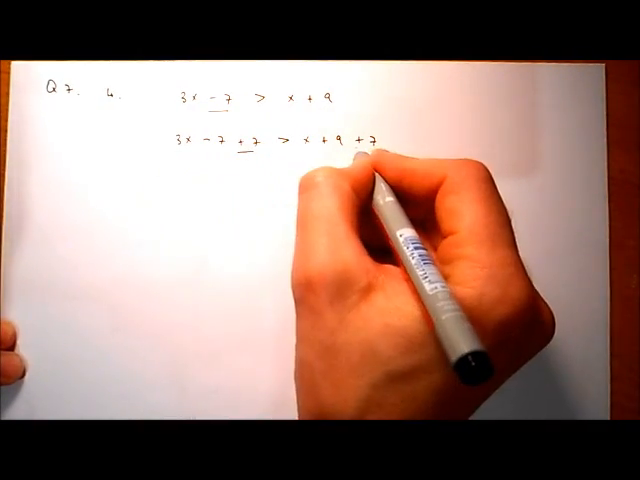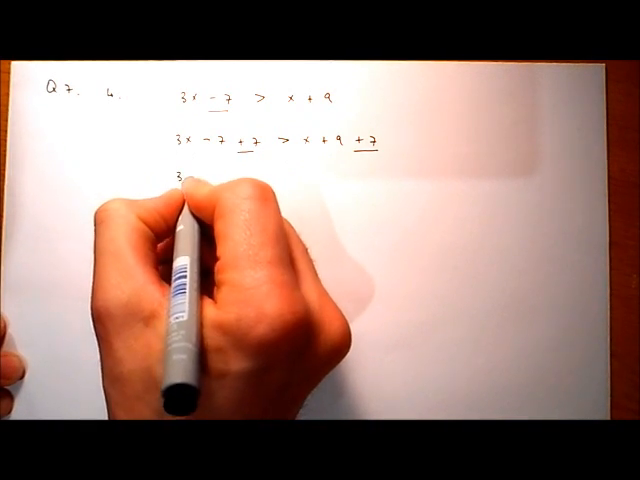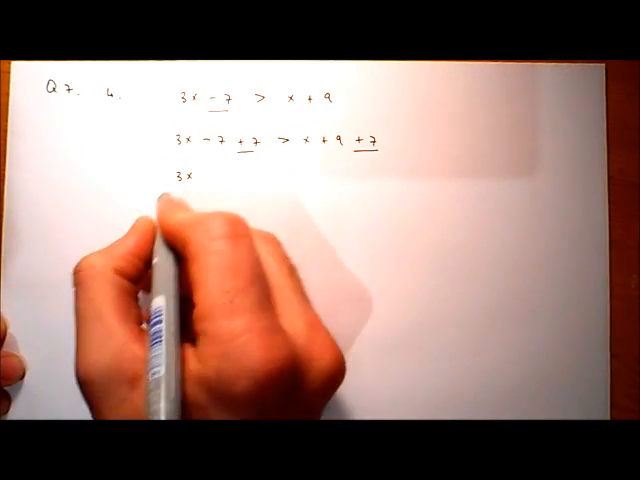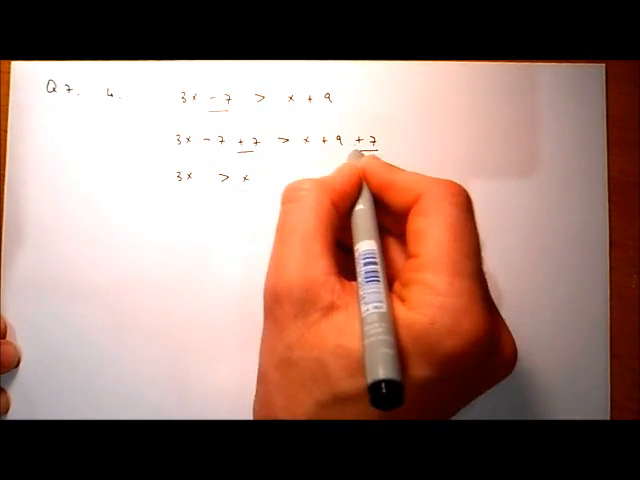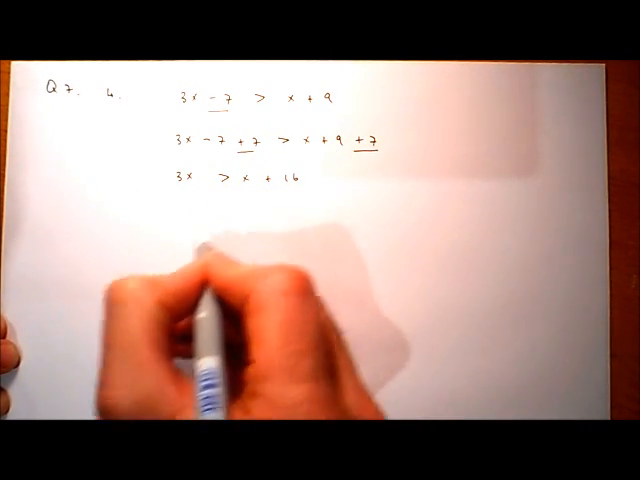So I get this line down here. I've added 7 to both sides. Now I end up with 3x. Well, minus 7 plus 7 gives me 0. So I'm left with 3x is bigger than x, and then 9 plus 7 is plus 16.